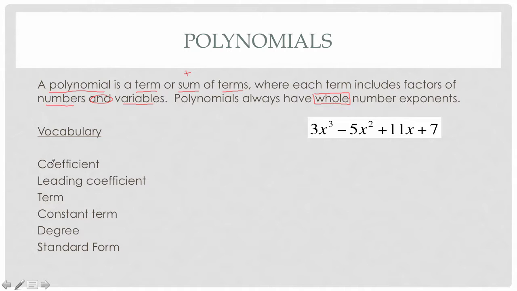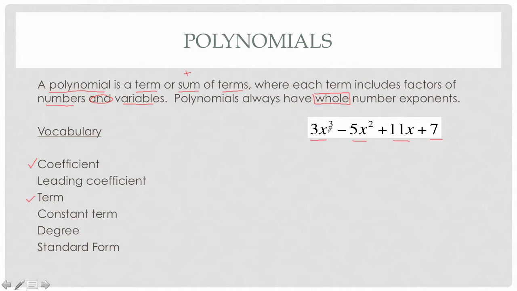So here's a bunch of vocabulary. Remember we talked about vocabulary? And here's an example of a polynomial. So let's first start off with what is a coefficient? A coefficient is the number in front of or at the very beginning of a term. So here we have four terms, 1, 2, 3, 4. Again, that's what a term is.